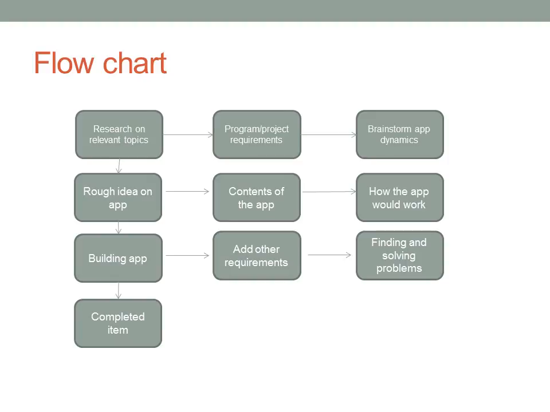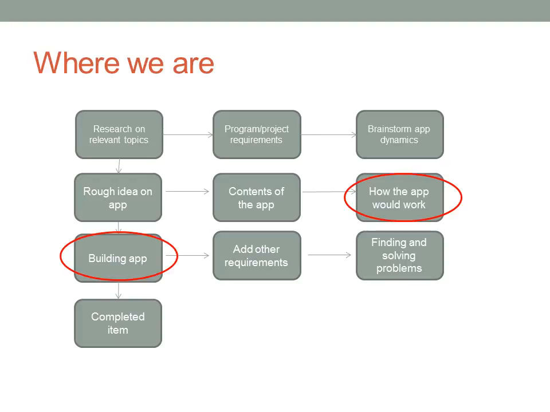So this is the flowchart that was previously presented in the first video. But what I would like to show is where we are right now. Right now, I'm still deciding on how the app would work, and once that's done completely, I would be building the app. The following slides would explain what I'm doing right now in terms of how the app would work and the plan for building the app itself.